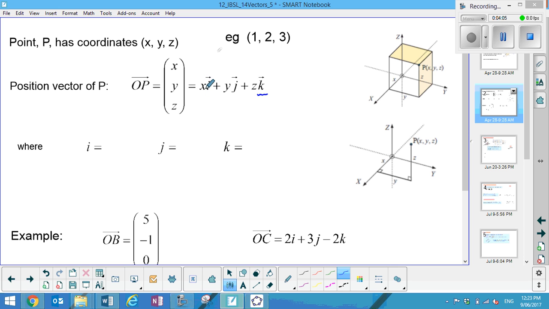So we have 3 of these little unit vectors. The one in the x direction will be the vector that is 1 in the x, nothing in the y, nothing in the z. The j will be just in the y direction, so we've got 0, 1, 0. And the k will be just 1 unit in the z direction. So it's 0, 0, 1.